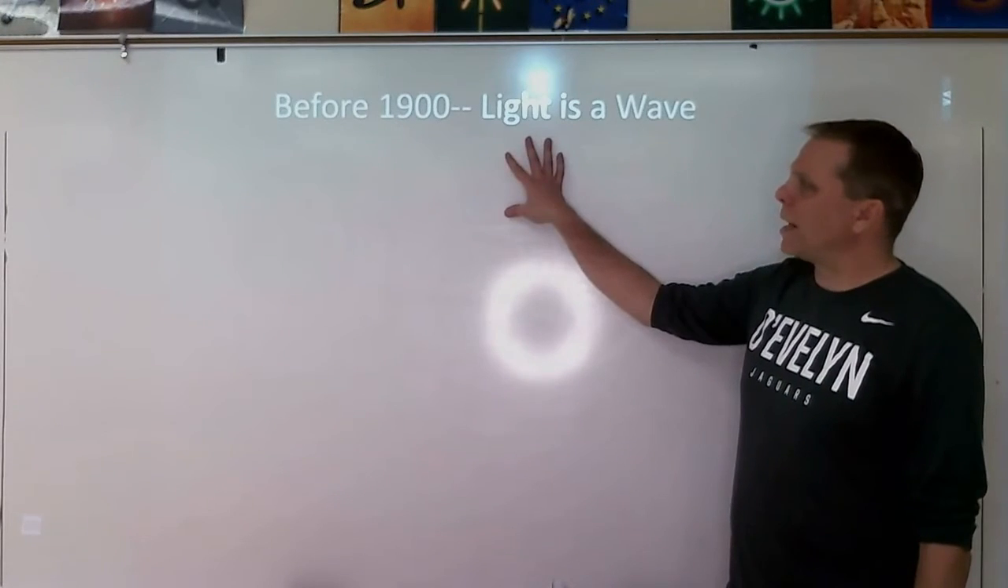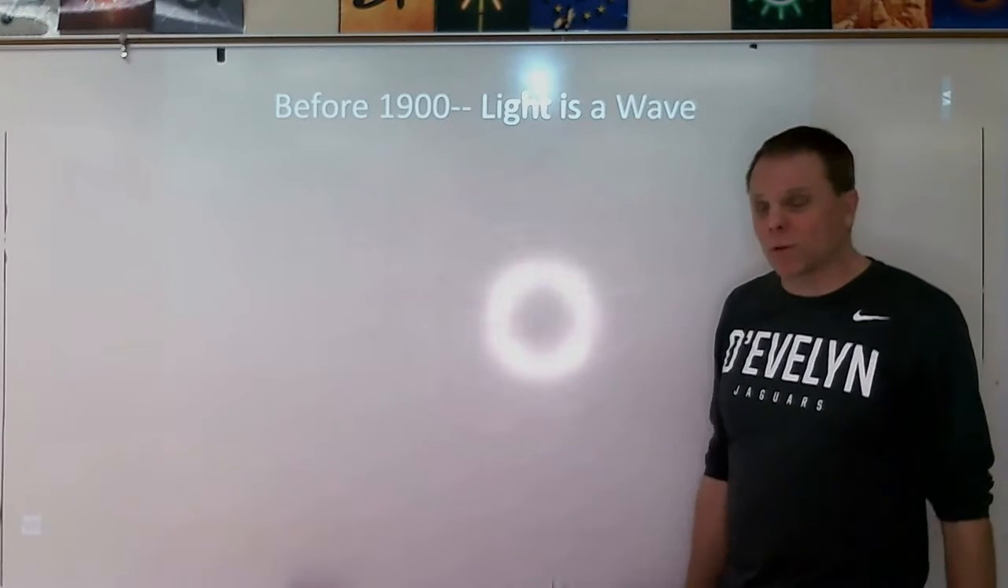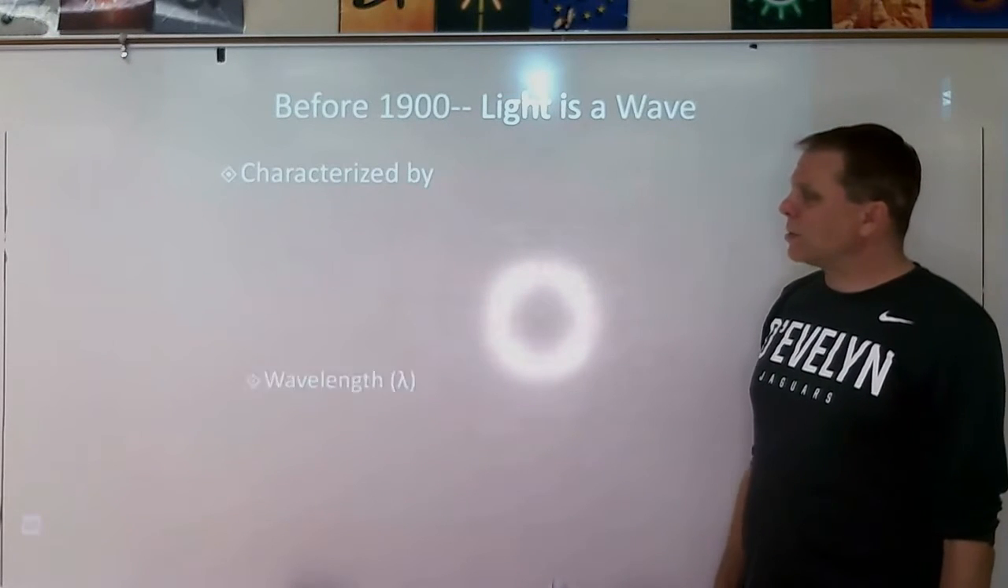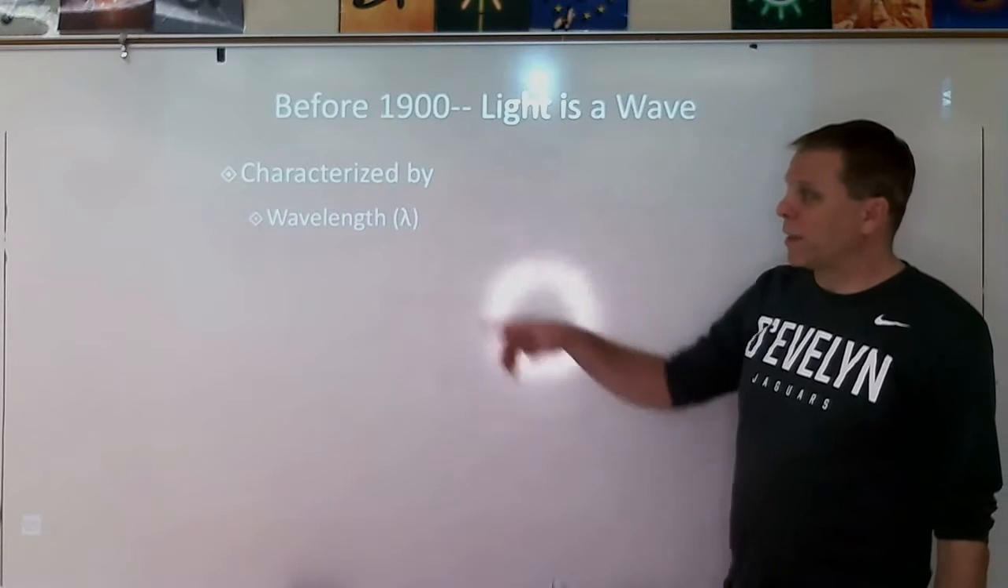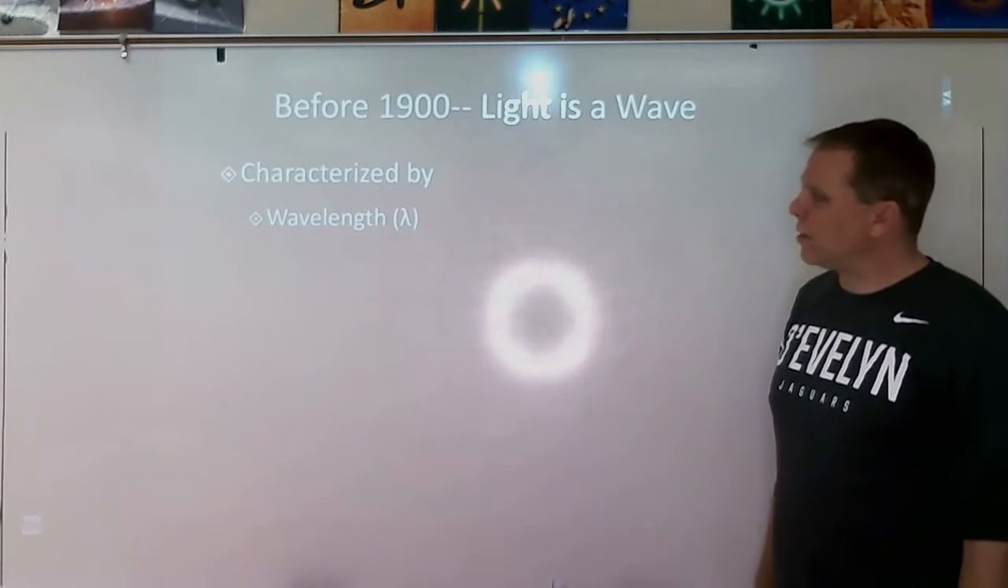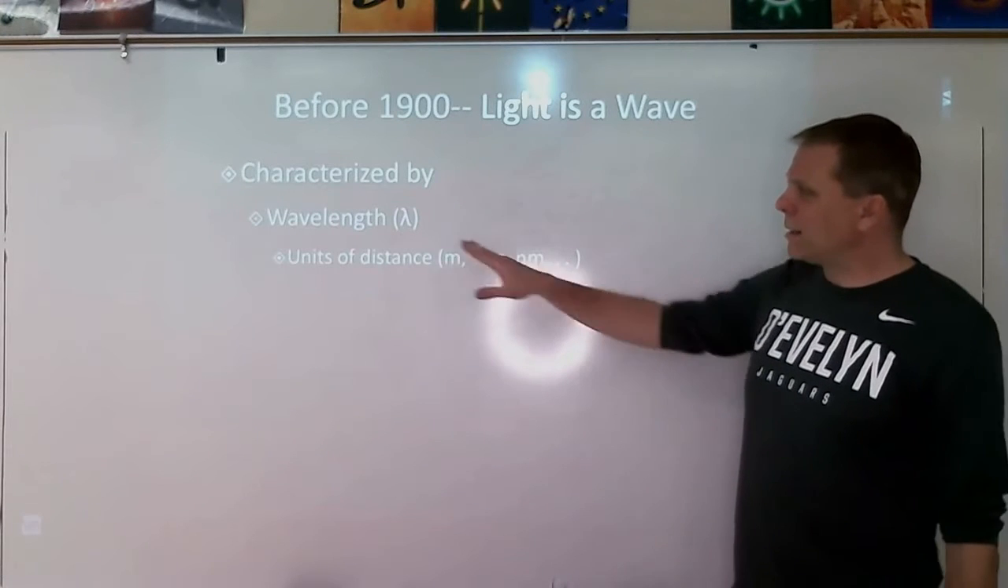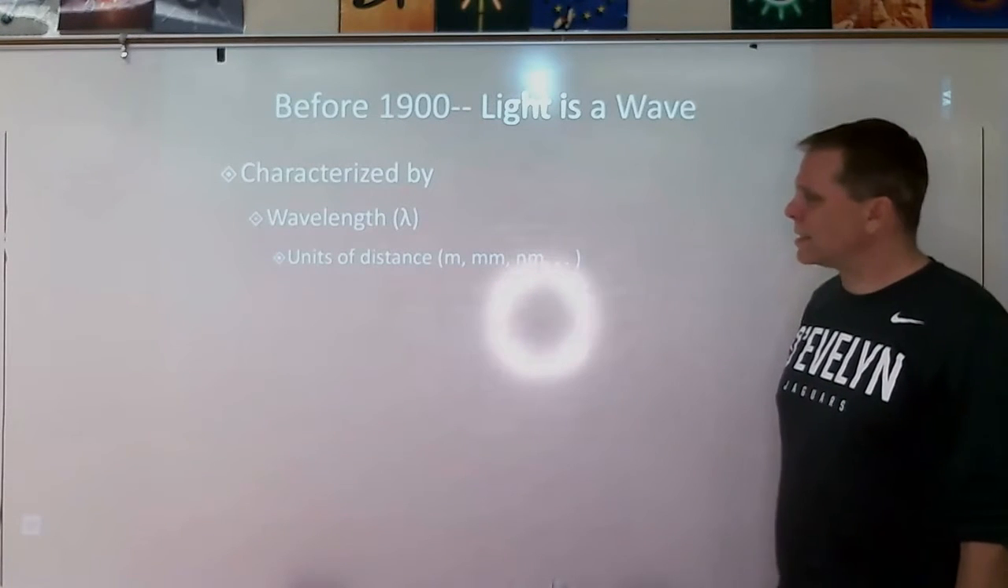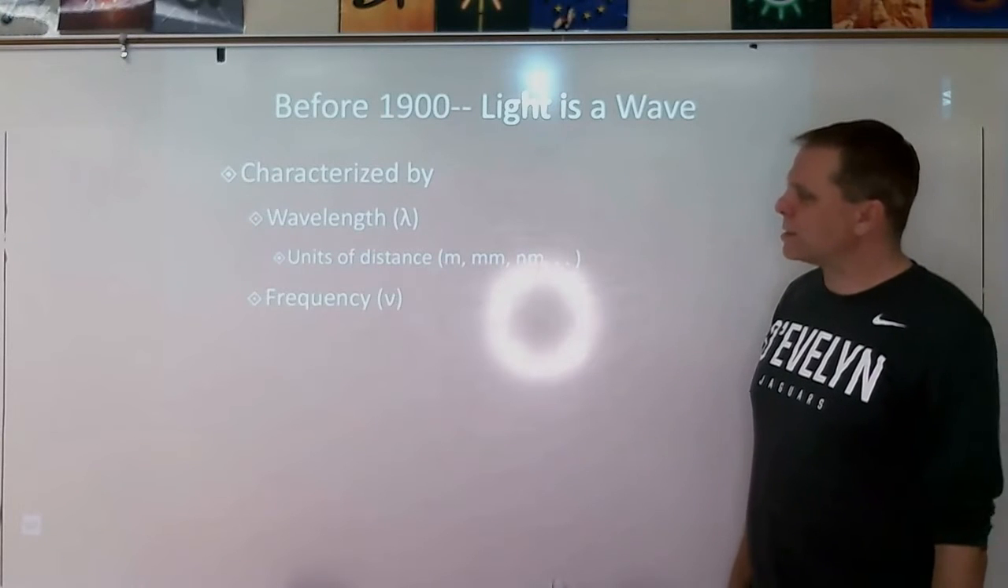What do we understand about light? Before 1900, we understood that light was a wave, and so it was characterized by certain things like wavelength. This is a little symbol called lambda. It kind of looks like an upside down Y. And lambda is the wavelength, and we measure it in distance of meters, nanometers, things like that.